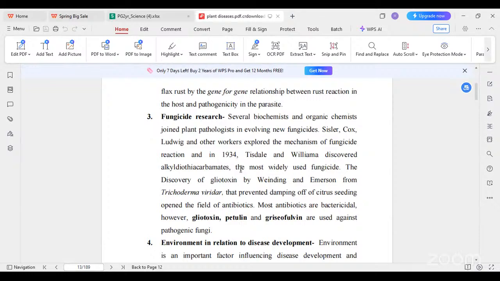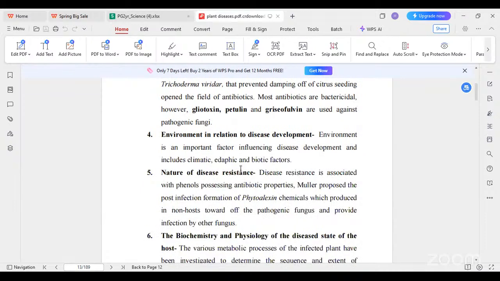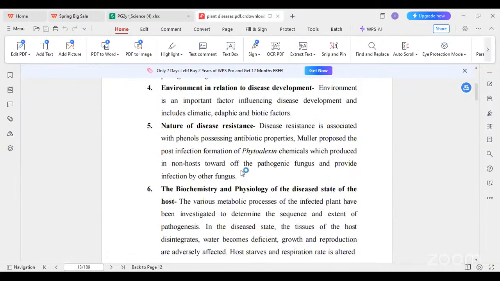Most antibiotics are antibacterial. However, gliotoxin, patulin, and griseofulvin are used against pathogenic fungi. Fourth one, environment in relation to disease development. Environment is an important factor influencing disease development and includes climate, edaphic and biotic factors.